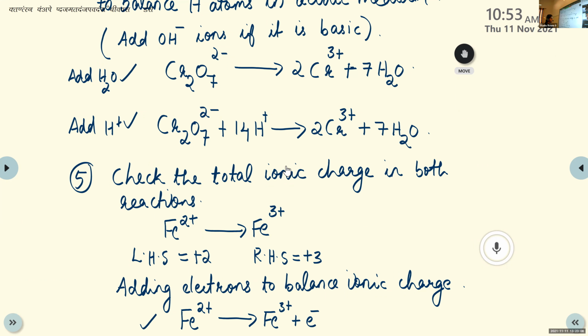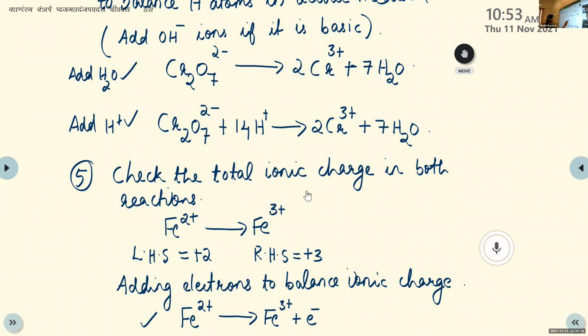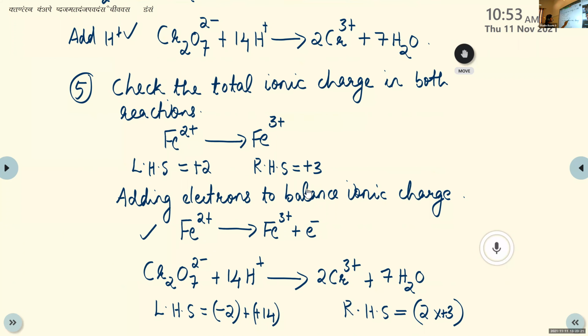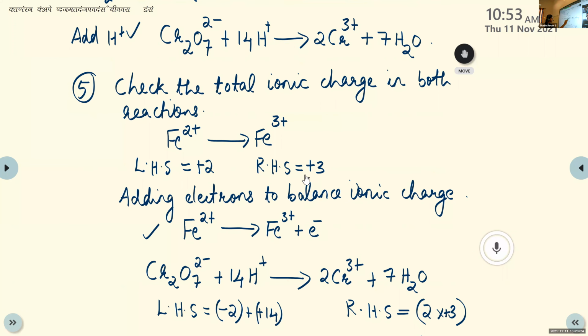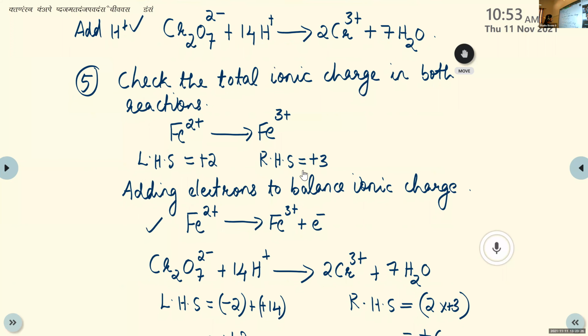So to make it equal, what will we do? We will add 1 electron on the right hand side. Now the total ionic charge is equal, right? Here it is +2. Here 3 minus 1, that's also +2. That's about balancing the ionic charge in Fe. Then next one, we will rewrite the equation.